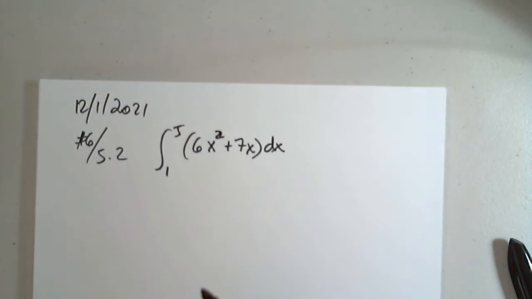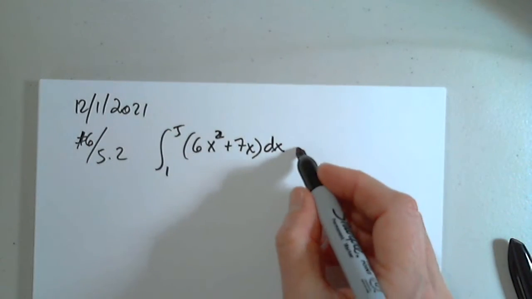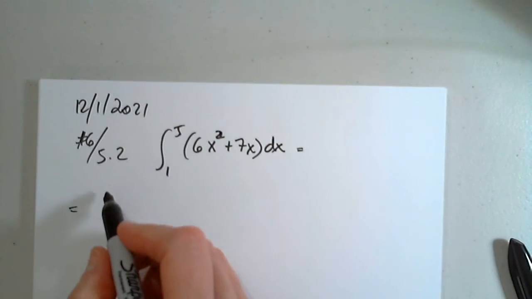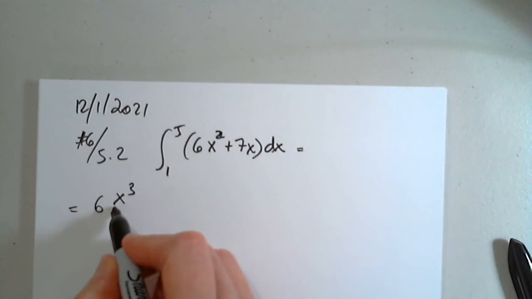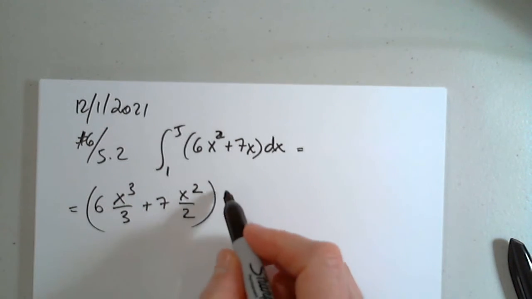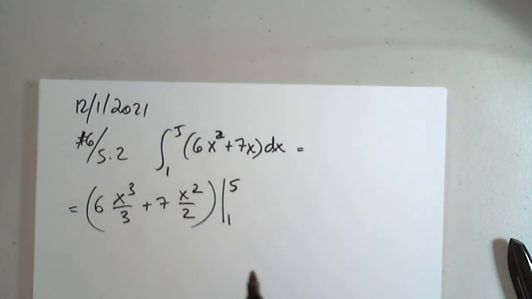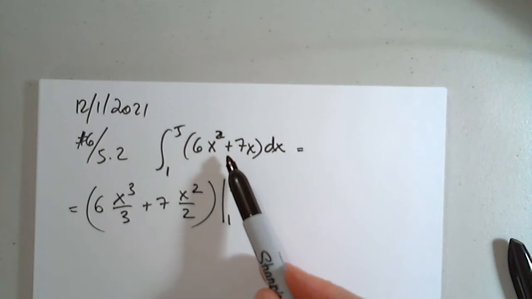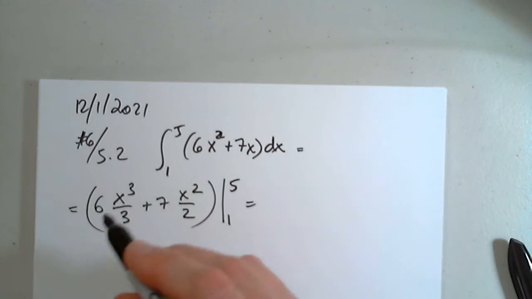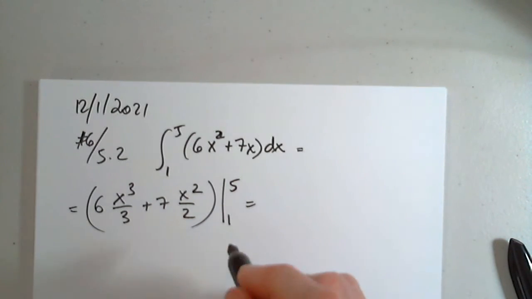Okay, so first of all, I will use the fundamental theorem of calculus just to see what to expect. So 6x to the third over 3 plus 7x squared over 2. We don't have any questions on this one, right? Is this clear? Because this is the antiderivative of this function. Yes, that is very clear. Okay, perfect. So now I have to plug in 5 and then subtract when I plug in 1.